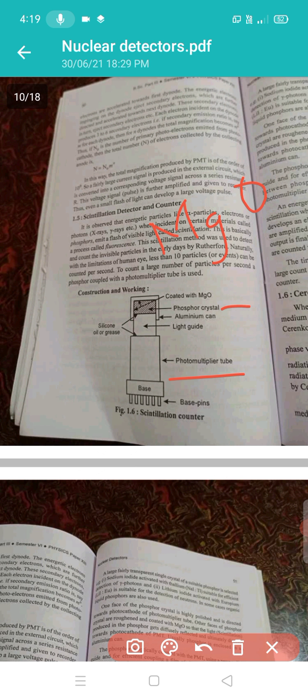Then when an energetic particle passes through a phosphor, it produces a scintillation. We already learned that. When an energetic particle passes through certain materials like a phosphor, it produces a scintillation, or visible light, which is efficiently guided towards the photocathode of the photomultiplier tube, which develops an electrical signal in the external circuit.